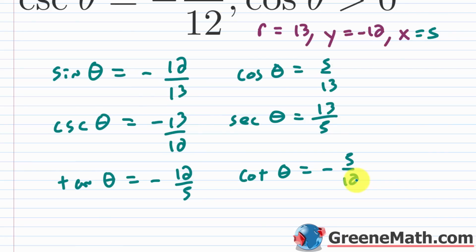Okay, so the sine of theta is negative 12/13. The cosine of theta is 5/13. The cosecant of theta is negative 13/12. The secant of theta is 13/5. The tangent of theta is negative 12/5. And the cotangent of theta is negative 5/12.